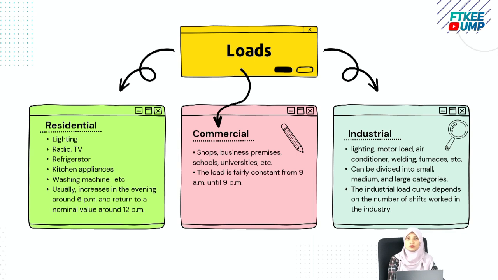And then for the commercial, such as shops, business premises, schools, universities and etc. And the load is fairly constant from 9 a.m. to 9 p.m. And finally, for the industrial, for example, like lighting, motor load, air conditioner, welding furnaces and etc. And it can be divided into small, medium and large categories. And the industrial load curve depends on the number of shifts worked in the industry.